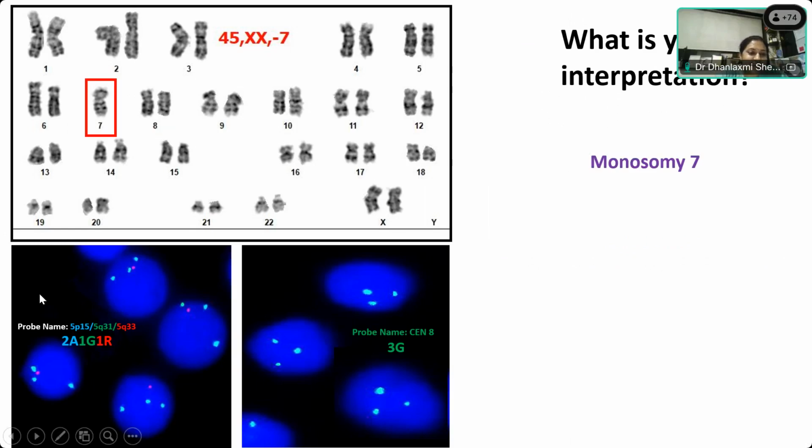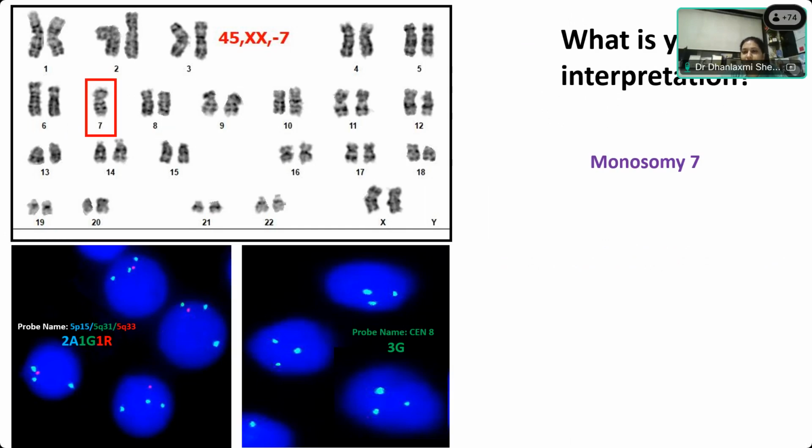Looking at the image on the left side, here we have used a triple color probe again for chromosome 5. In this triple color probe, the P region of chromosome 5 is given the color aqua. The Q regions are green and red. These are two different regions, and the triple color is used just to distinguish between a monosomy 5 and a deletion 5. So here, with this pattern of 2 aqua, 1 red, 1 green, can the audience tell us what the interpretation of the result would be?